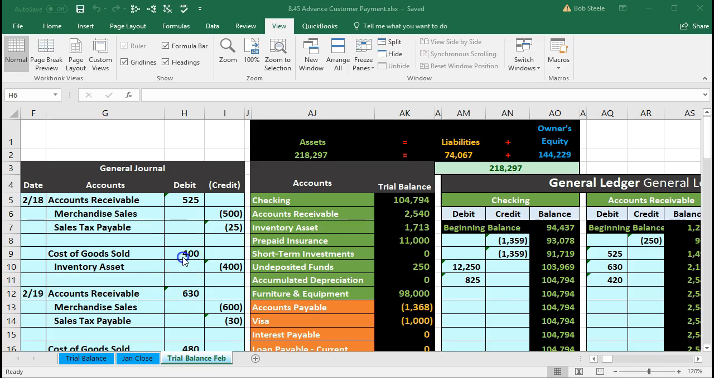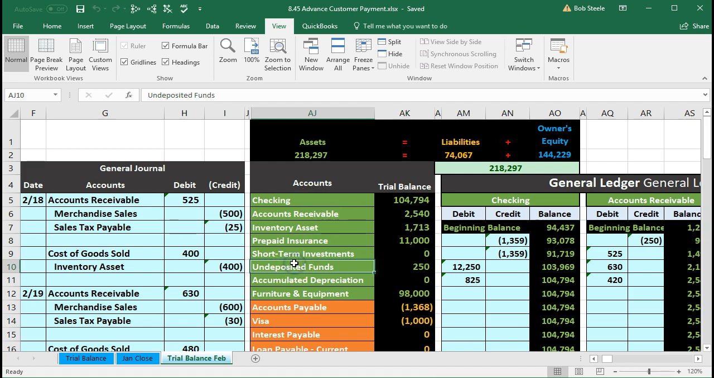So we got an advanced customer payment. We're going to record the journal entry. We're going to go through our normal process, which is first question, is cash affected? It is, not the checking account though. It's going to go into undeposited funds, this other type of cash account where we're going to hold the cash until we go to the bank and deposit it into the checking account.